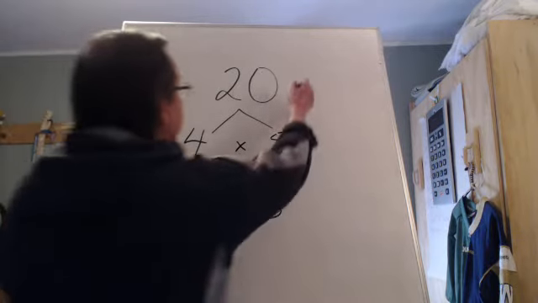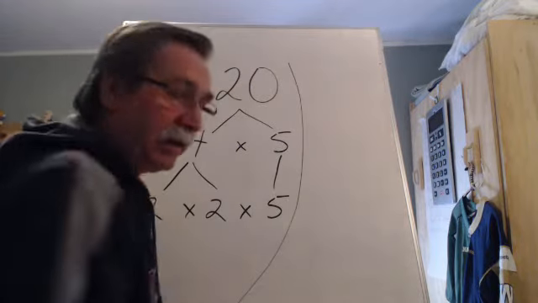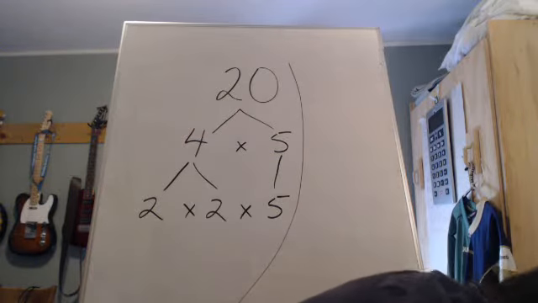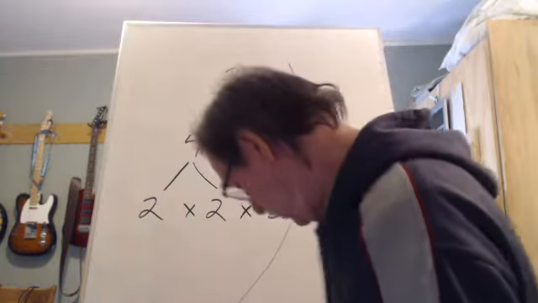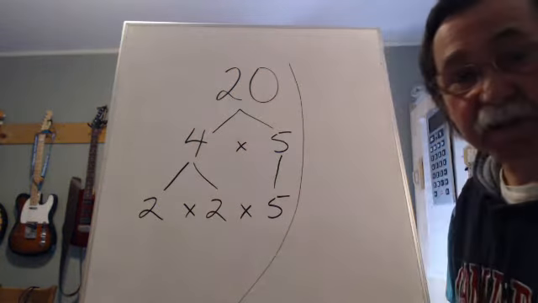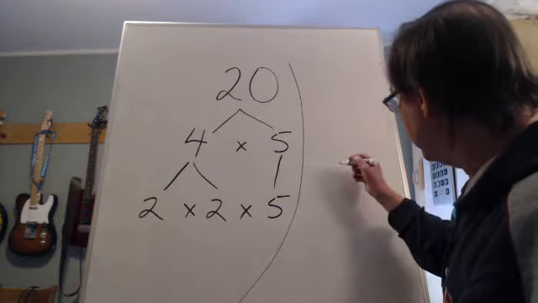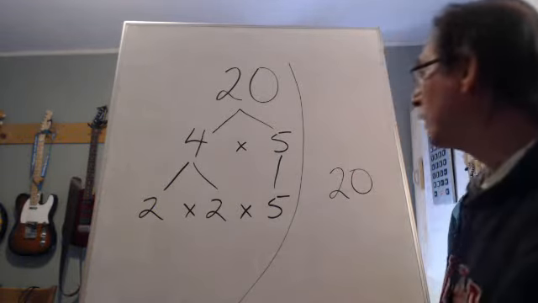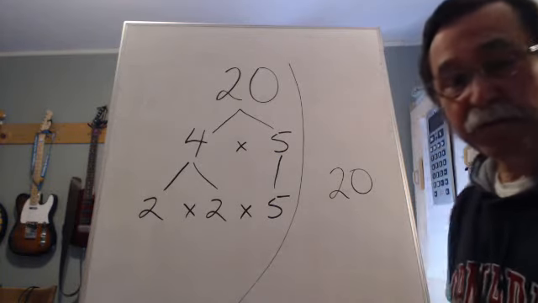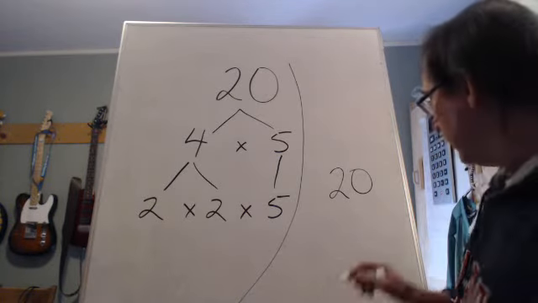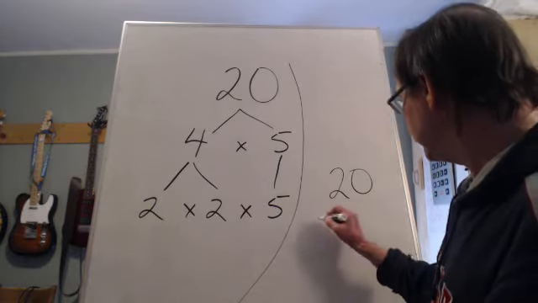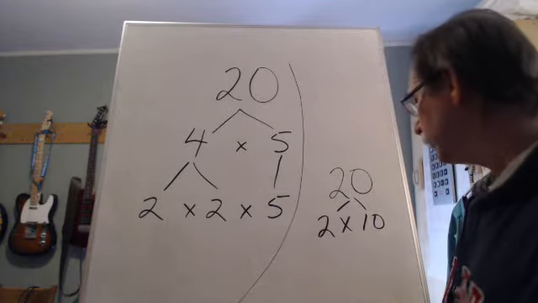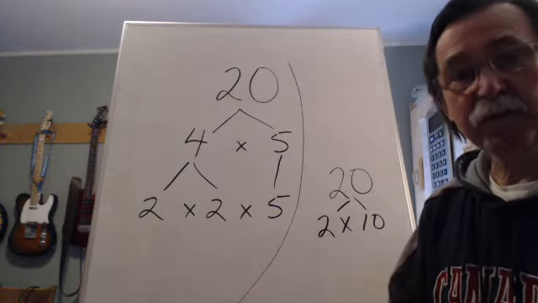Now I'm going to make a spot over here, and I'm going to do this again. Only this time, let's see if I get room here without falling. I'm going to go 20 again, same question. And this time I'm going to say 2 times 10. Okay, 20, 2 times 10.